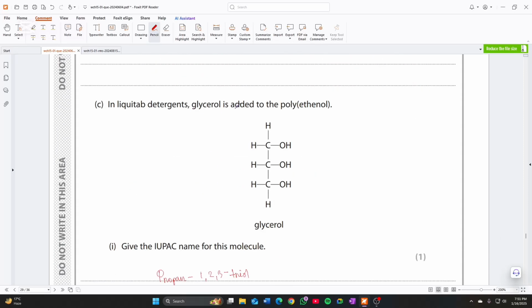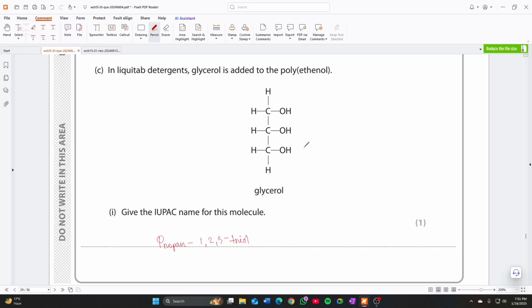In liquid type detergents, glycerol is added to the polyethanol. Okay, we have to find out the IUPAC name. Here you can see that all the 3 carbons have hydroxyl groups. So what do we call this? We call this an "ol", right? Because these are alcohol groups. So the last name is "ol".